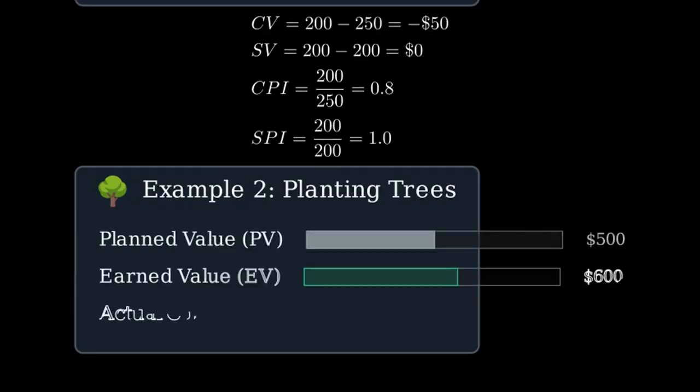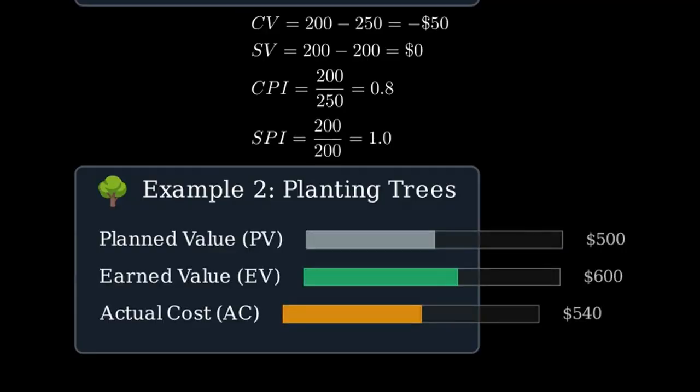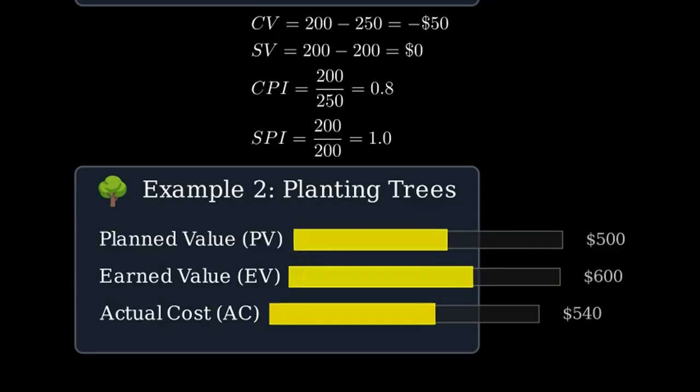Example 2, planting trees. 10 trees total at $100 each, so the total budget is $1,000. By today, 5 trees were planned. In reality, 6 trees are done at a cost of $540. We draw the bars. Now the results.